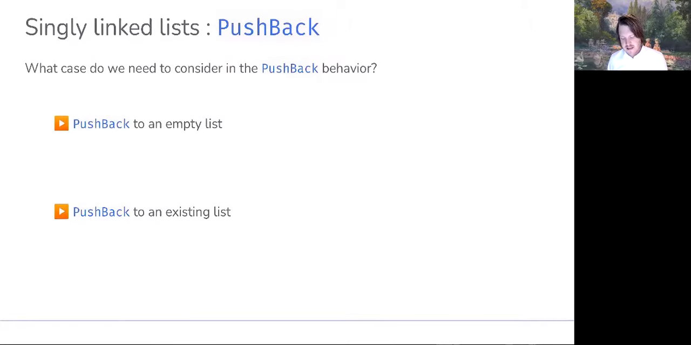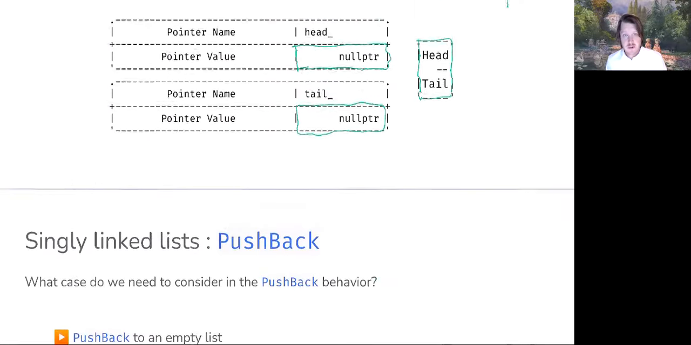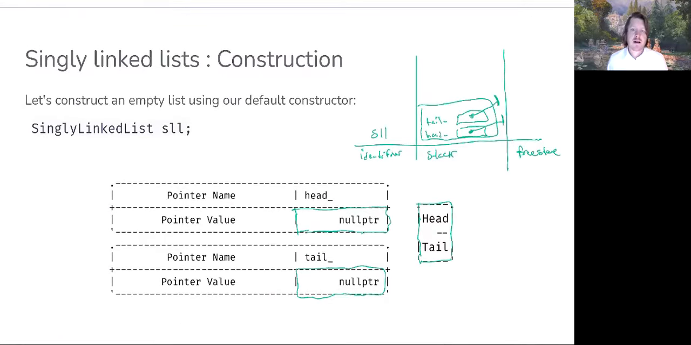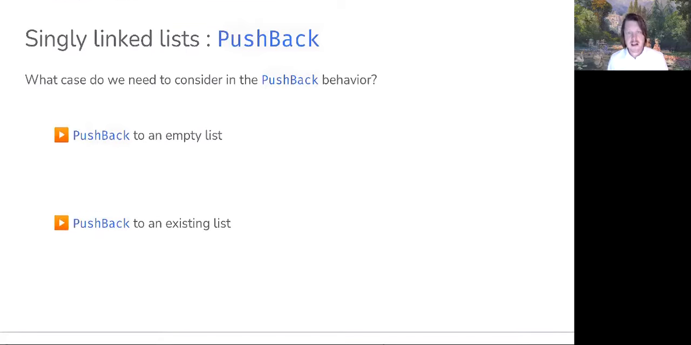What cases do we need to consider in the pushback behavior? Well, there's going to be two conditions. Remember that if we're building up a new singly linked list, it's going to start out empty. So in the case of the empty list, we're going to have to essentially create a new node on the free store and ensure that it gets linked up to both head and tail, because at that point we would have a list of one where the head and tail are but the same elements.